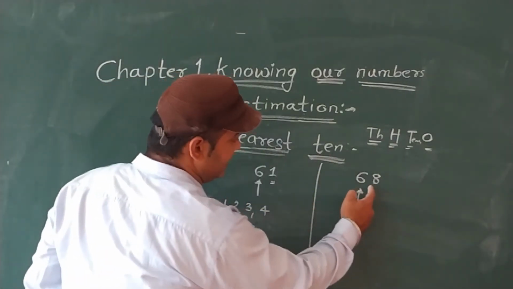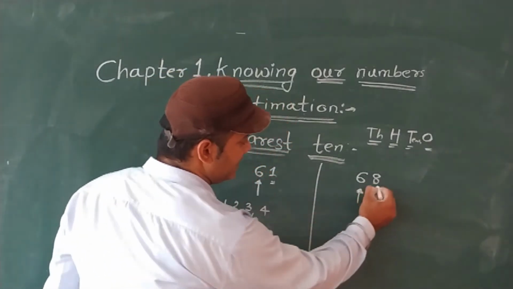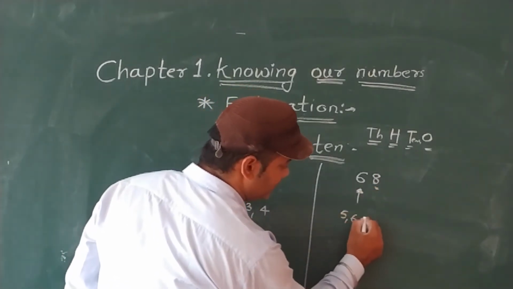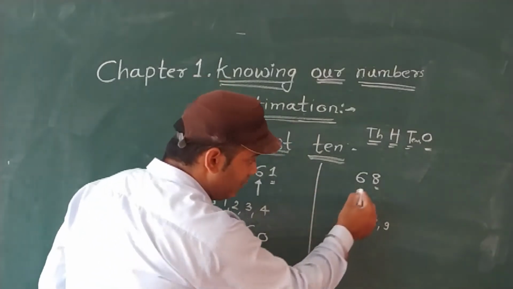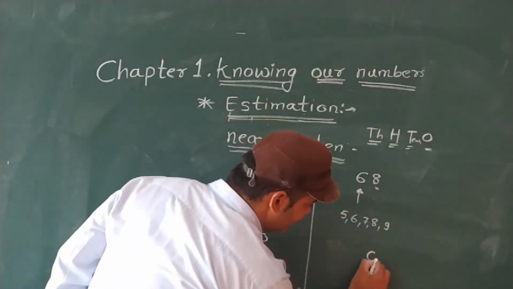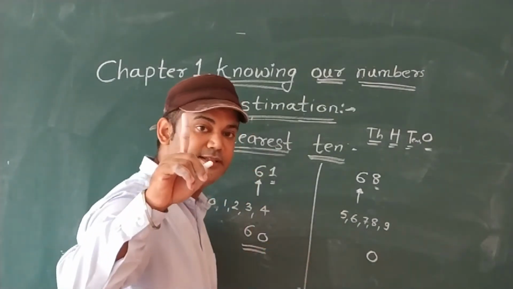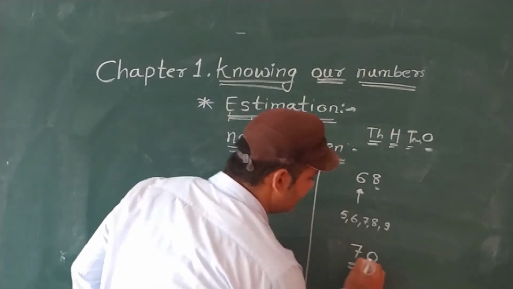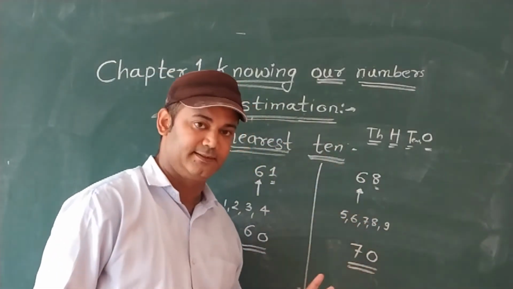Now you have to find the nearest 10 of this. Mark the digit at the tens place. Now, if the next digit is 5, 6, 7, 8, 9, what do you have to do? You have to make this digit a 0 and increase the tens place by 1. So make it a 7. So you can say that 70 is the nearest 10 to 68.